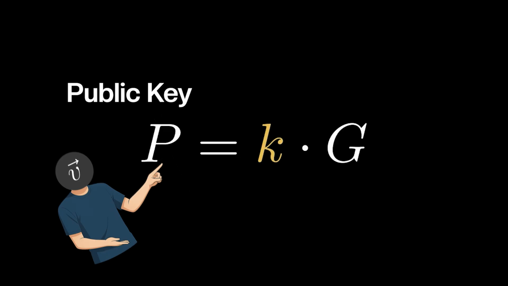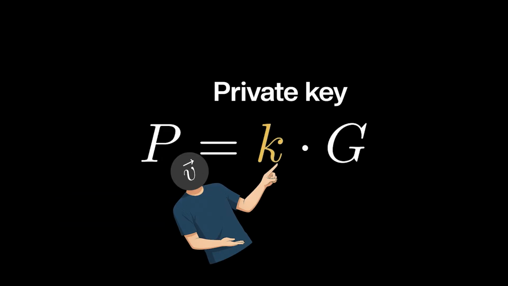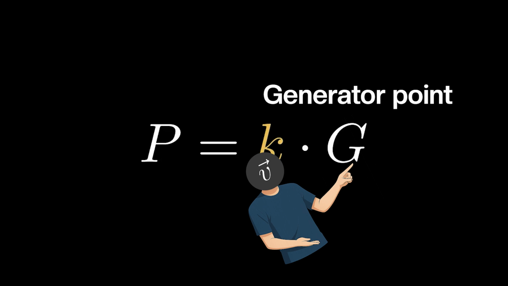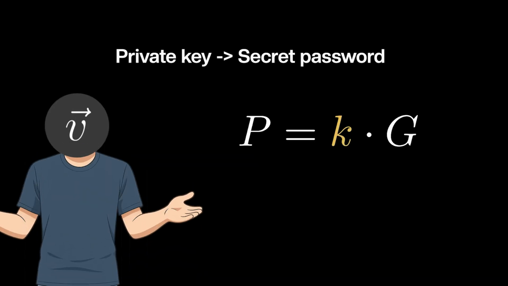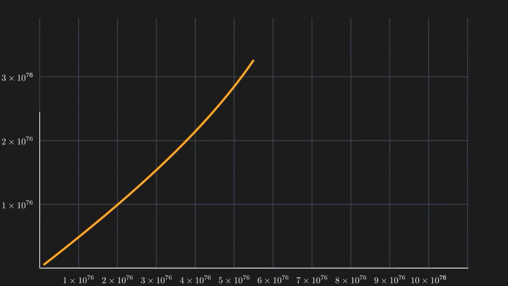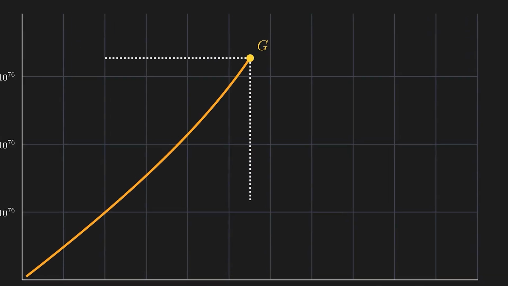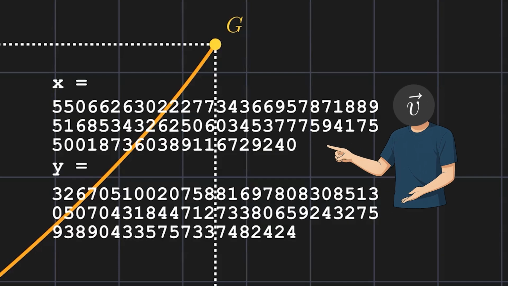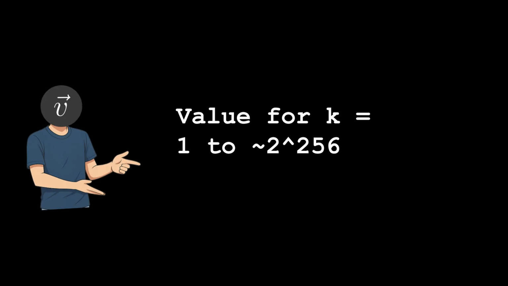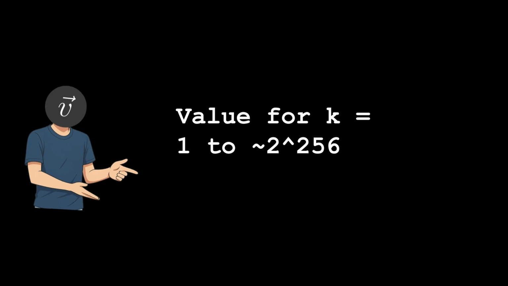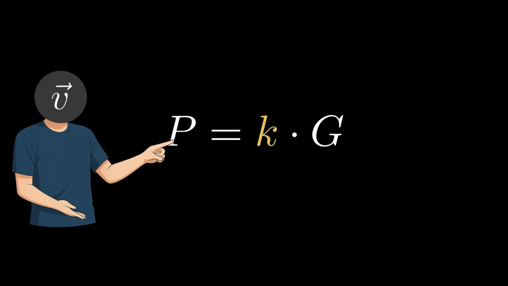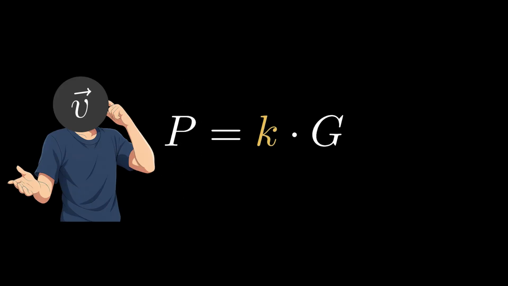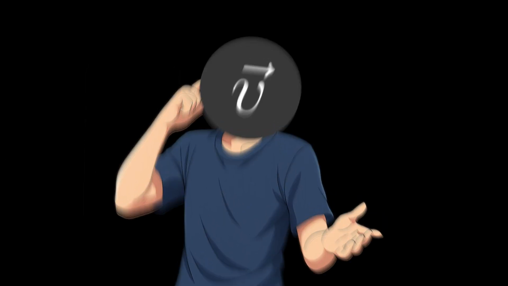Back to the formula. P is the public key, K is the private key, and G is the generator point. The public key is what eventually becomes your Bitcoin address. The private key is like your secret password. The G value in Bitcoin is a fixed coordinate point with a massive X and Y value, something like this. A really huge number. Meanwhile, your private key is a random huge number between 0 and about 2 to the power of 256. So others can see your public key or address, but they'll never be able to guess your private key, no matter how hard they try. And that is the genius behind Bitcoin.